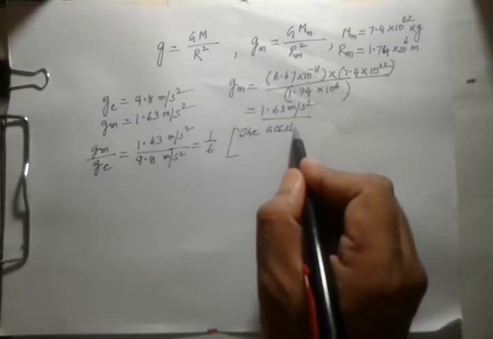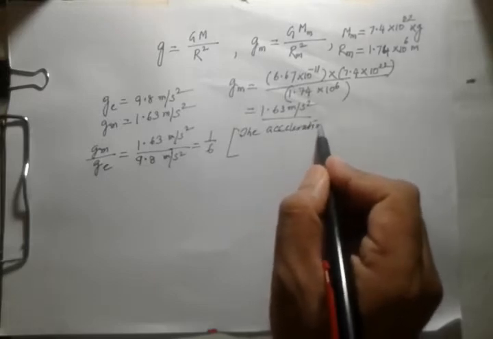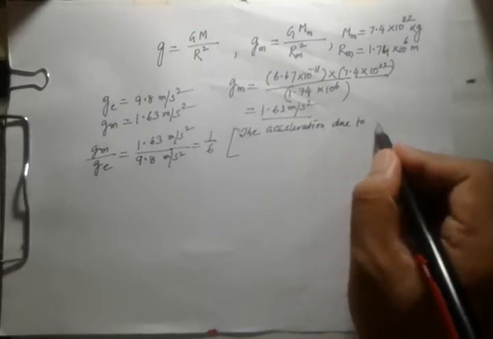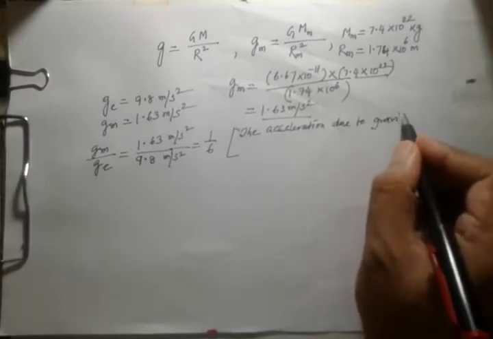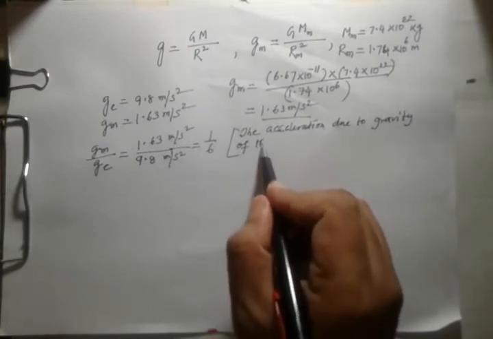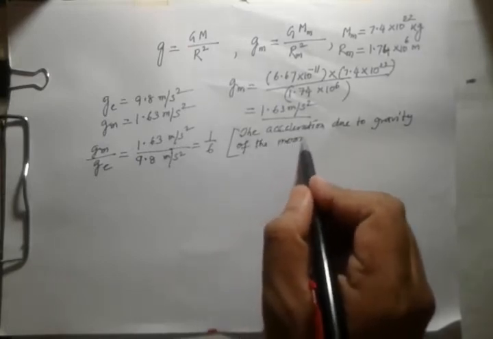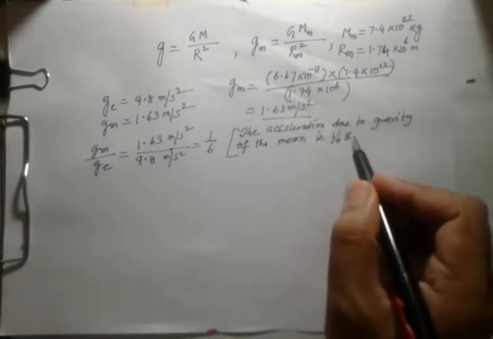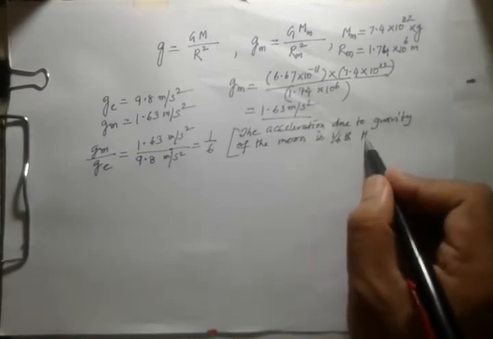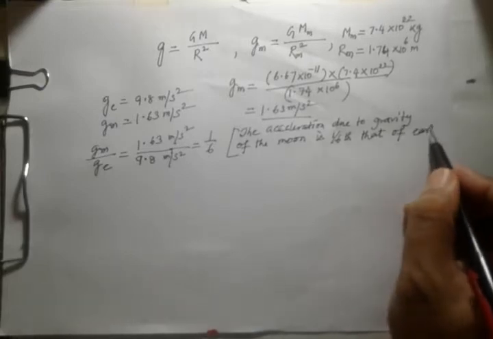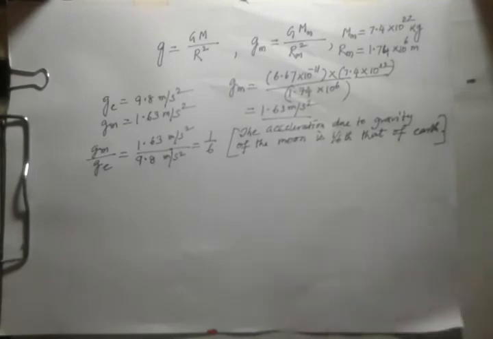So you can write, the acceleration due to gravity of the moon is 1 by 6th that of earth. Okay, so that you can say.